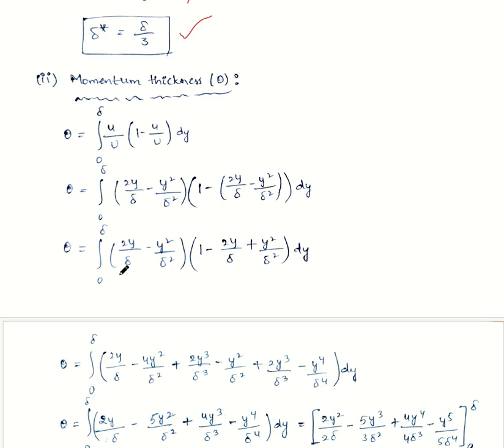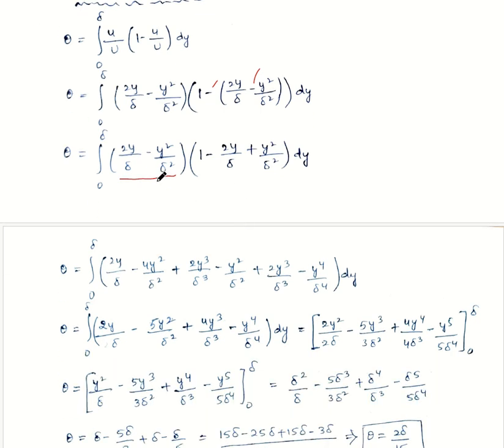So first I will write this term as it is. Here I will multiply with minus. So 1 minus, again this becomes 2y by delta, again minus into minus becomes plus y square by delta square dy. Now we will try to multiply each and every term with all the other terms of this equation. Similarly, this also with all the other terms of this equation.